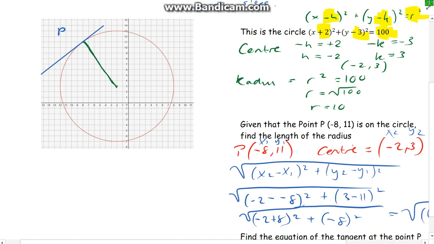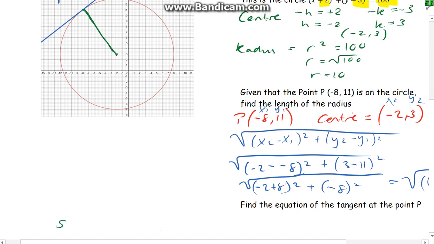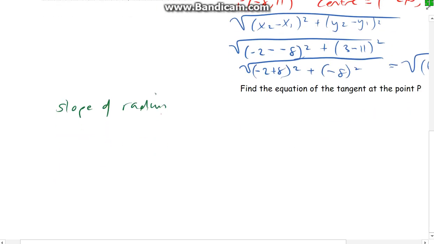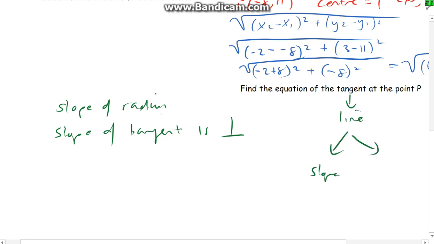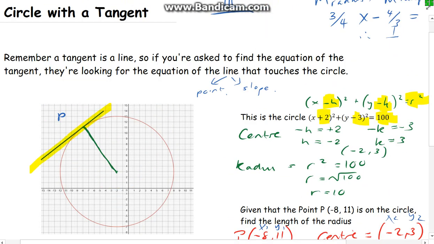What we spoke about earlier is that tangents are perpendicular to the radius. So if we find the slope of the radius, we know that the slope of the tangent is perpendicular to that. Because you have to remember, the equation of the tangent is a line, therefore you need two things. You need a slope and you need a point.